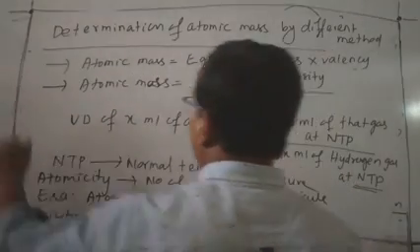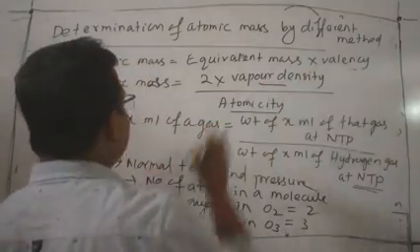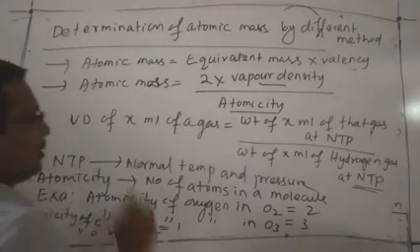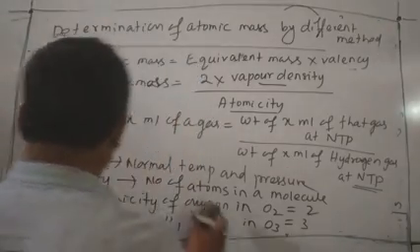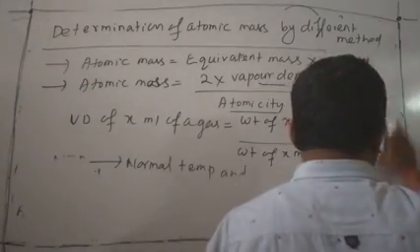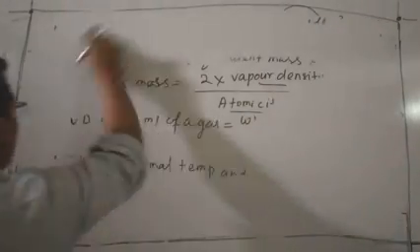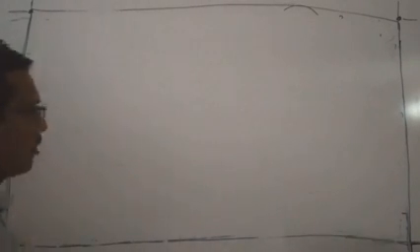In a problem, what happens? Atomicity is given, vapor density is given, and we find the atomic mass. If atomic mass is given, atomicity is given, we find the vapor density. That is the second formula. The third is not a formula, it is a method, and it is popularly known as the Dulong-Petit method.